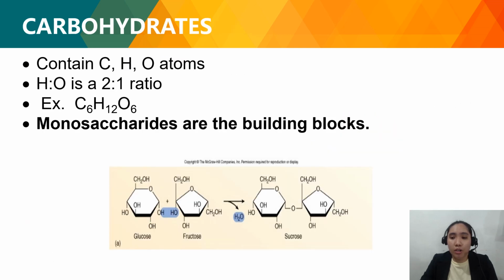So let's start with your carbohydrates. They contain carbon, hydrogen, and oxygen atoms, so we call them the CHO atoms. The ratio would be 2:1, so there would be 2 hydrogen and 1 oxygen. Okay, so for example, C6H12O6 or your common table sugar. Okay, so they are monosaccharides and are the building blocks of your carbohydrates.